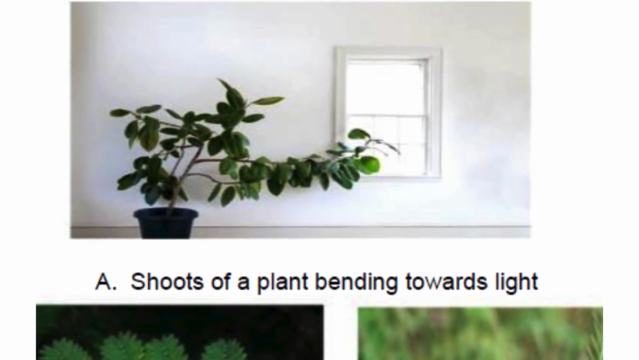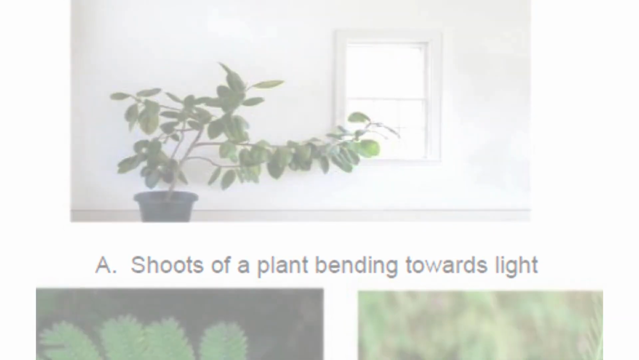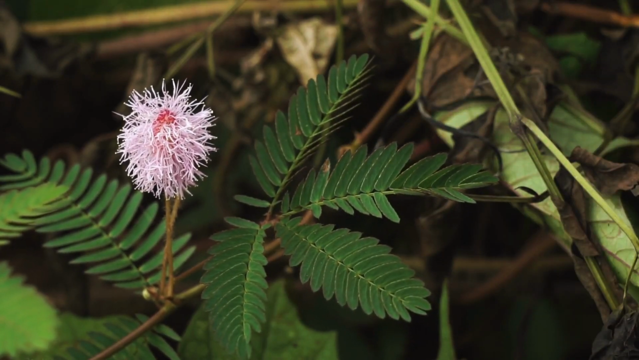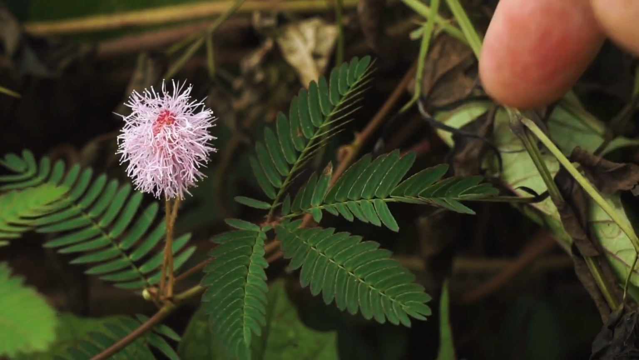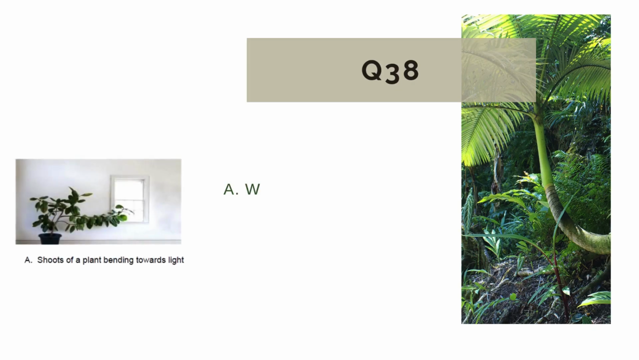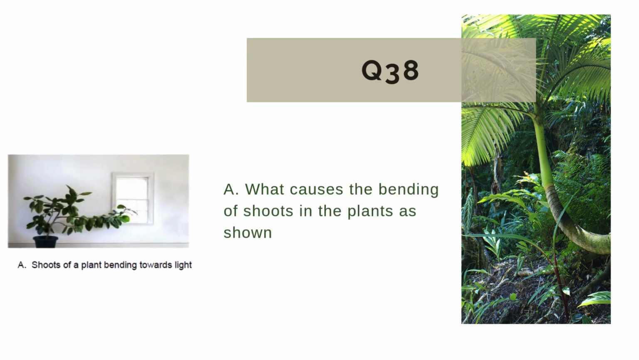Mohan and Rohit observed that shoots of a plant growing in shade bend towards the sunlight, whereas leaves of the touch-me-not plant fold and droop soon after touching. They were curious to know how these movements occur in plants. Now tell me, what causes the bending of shoots in the plants as shown here in figure A?